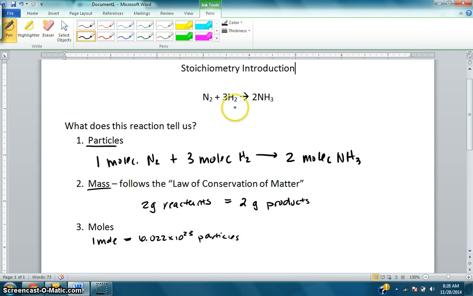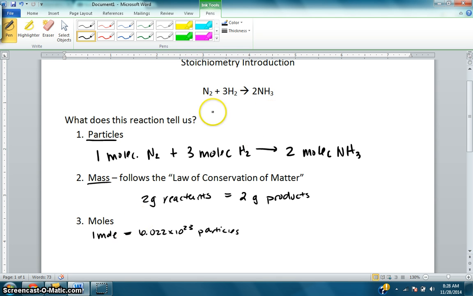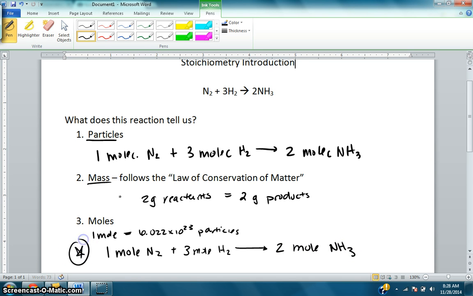And we can also relate moles to these chemical reactions, because these coefficients tell us how many moles we have of each piece of our reaction. So if I'm looking at this, what this also tells me is that 1 mole of N2 needs to react with 3 moles of H2 in order to get 2 moles of NH3 out. So this is probably the most important application that we have for this reaction, the idea of understanding that those coefficients tell us how many moles of each piece we have.